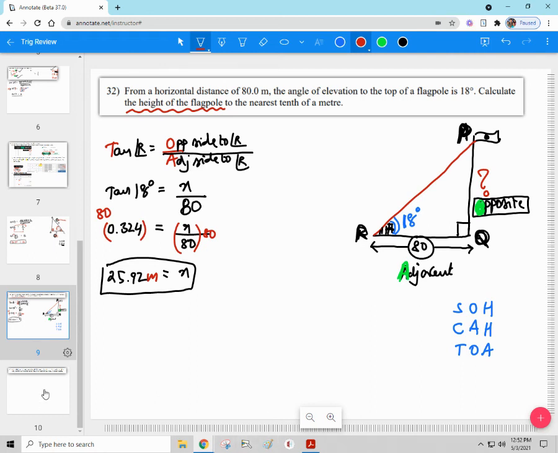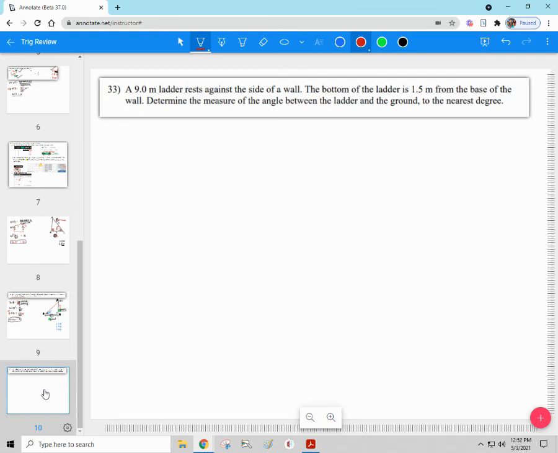Now the last question for this session is, a 9 meter ladder rests against the side of a wall. Therefore, let me visualize this scenario. So there is a wall. Oops, I'm not a good artist. Okay, there is a wall. Not bad. So to this wall, a ladder is leaning. The ladder is really horrible. So a ladder is leaning this way.